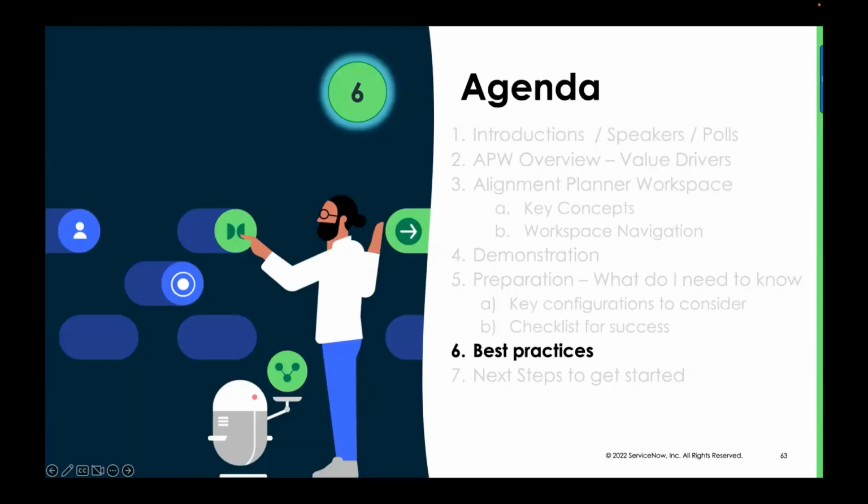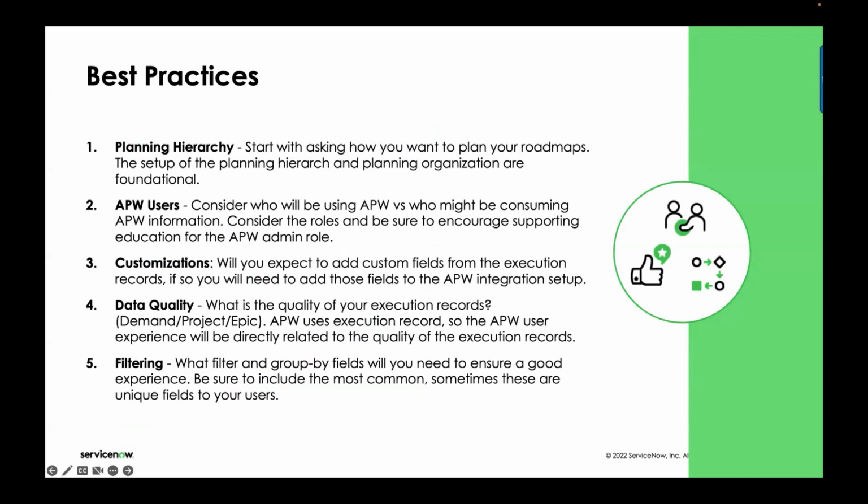All right, so best practices. Take time to do the planning hierarchy and understand how you're going to do your planning to make sure your hierarchies are set up right. Understand who's going to be the user. What's your audience? Is it a narrow group to start? Is it broad? What type of planning are they going to do?